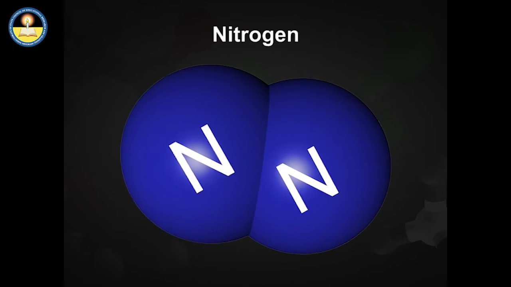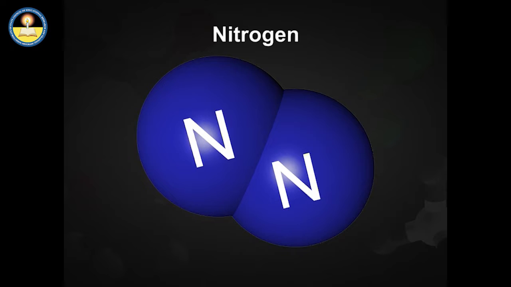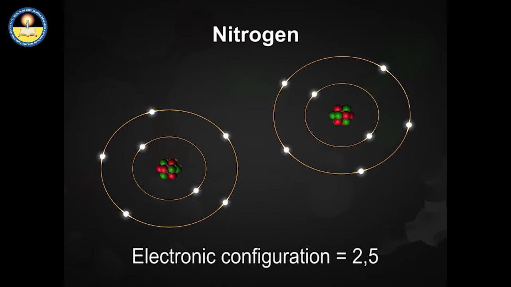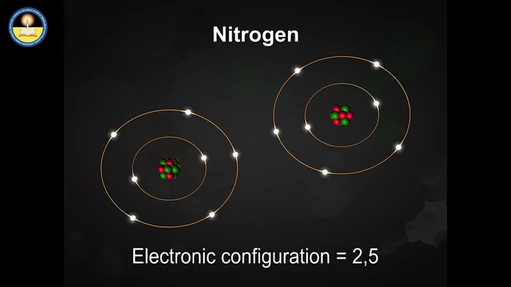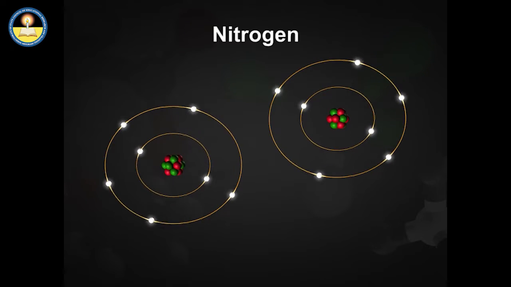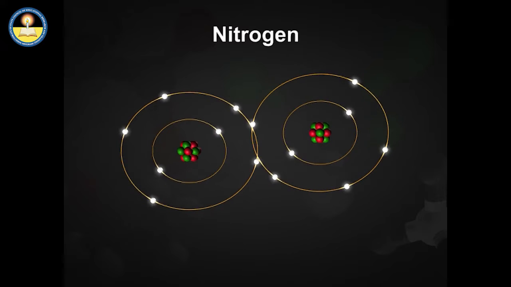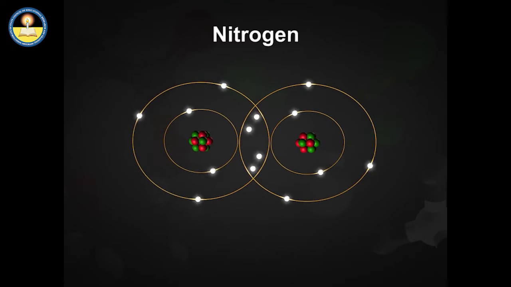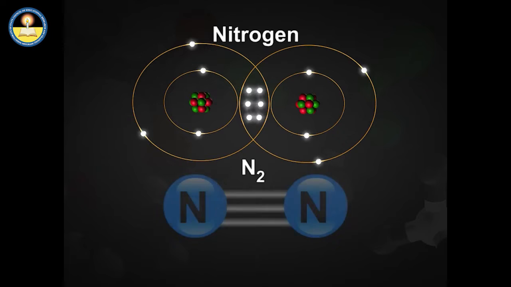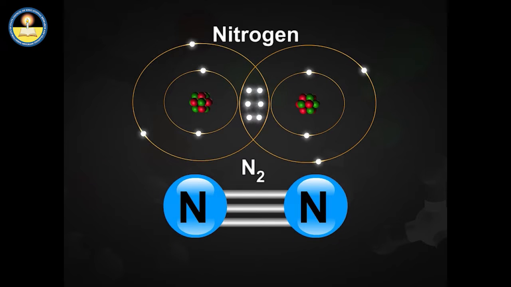Let us now learn what happens in case of diatomic molecule of nitrogen. Nitrogen has the atomic number 7. Its electronic configuration is 2,5. In order to attain an octet, each nitrogen atom in a molecule of nitrogen contributes 3 electrons, giving rise to 3 shared pairs of electrons. This forms a triple bond between the 2 atoms. The electron dot structure of nitrogen, N2, and its triple bond can be depicted as shown on screen.